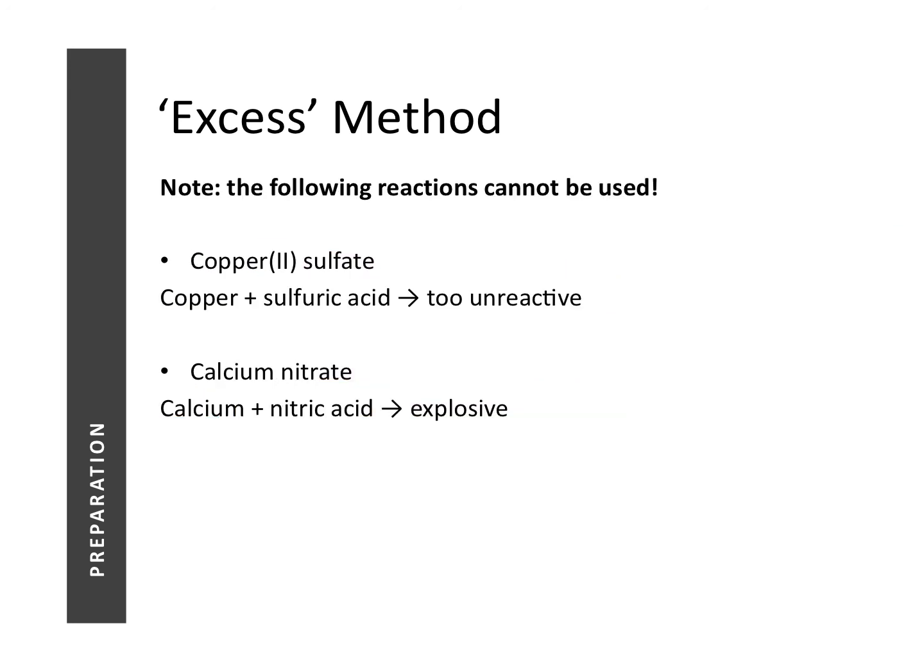Okay, so as mentioned, when we are using the excess method, when we are mixing an acid with the solid, we need to take note of solids that are too unreactive, like copper. We also need to take note of solids that are too reactive, like calcium. You may be wondering which metals are too unreactive and which are too reactive. We'll learn them in a later chapter called metals. For now, all you need to remember is that copper and calcium cannot be used to react with acids.